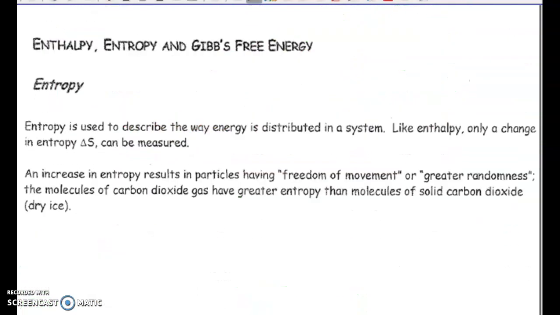All right, so now we have a term called entropy.